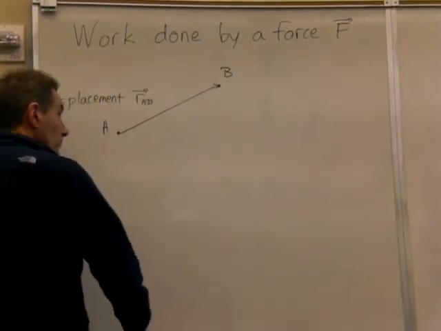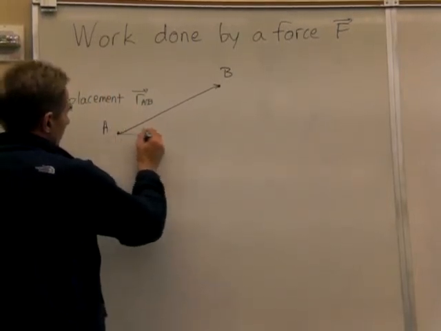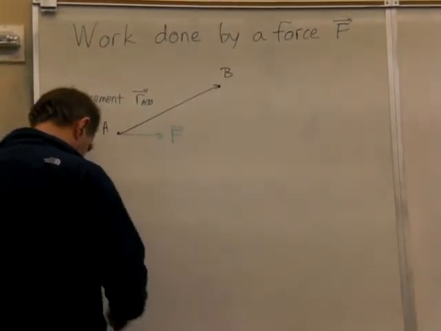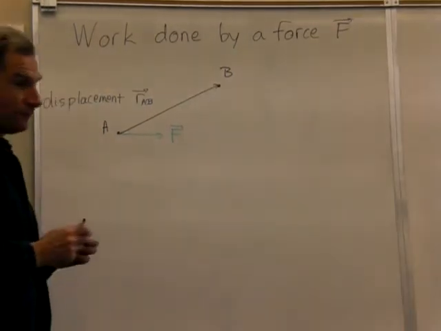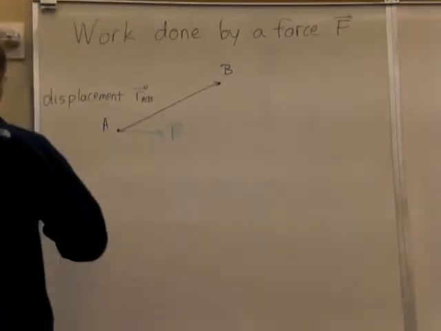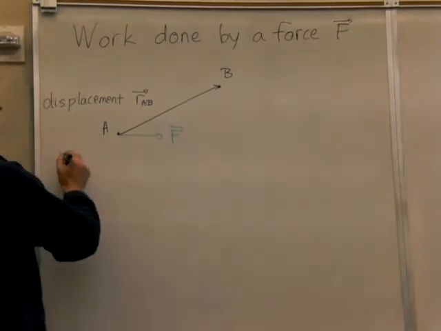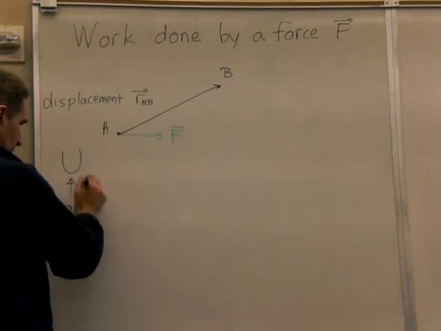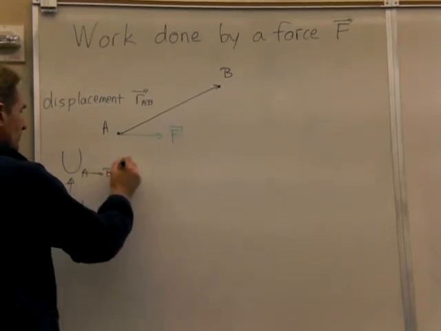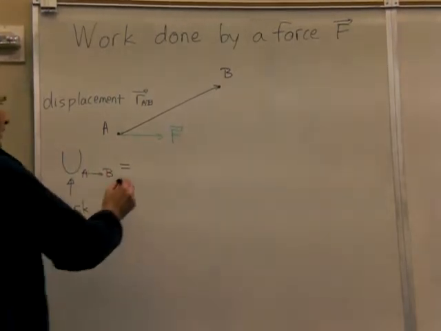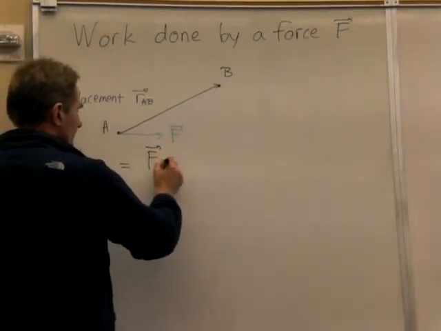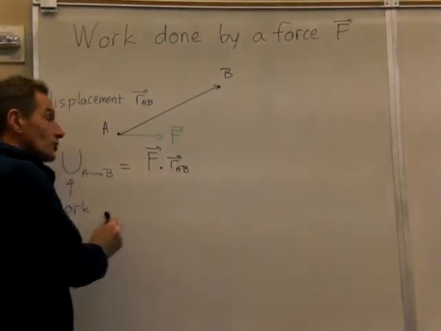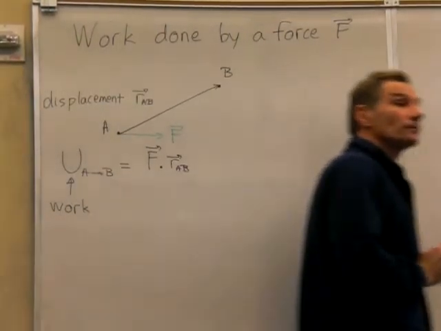And let's say you have a force F acting on the object from A to B. The work done by F, so I'm going to use the notation of the book. It's U, so this is work. From A to B, as you said, it's going to be F dot the displacement. So it is a dot product here, so not a multiplication.